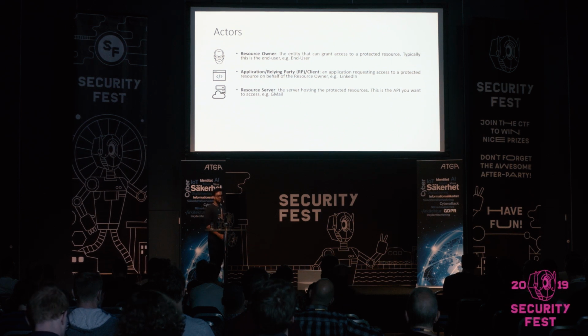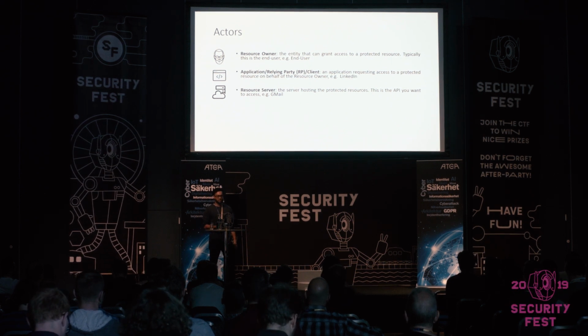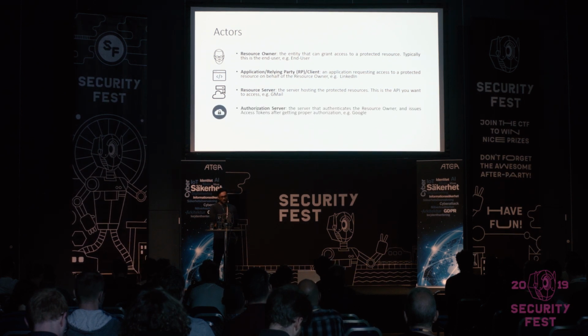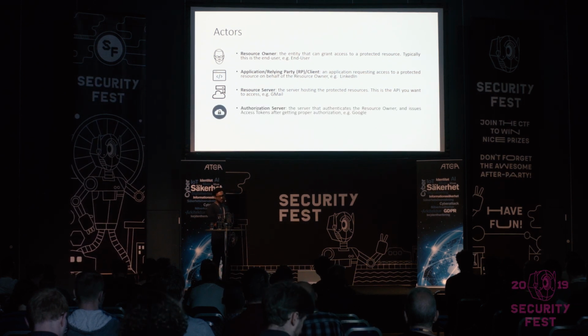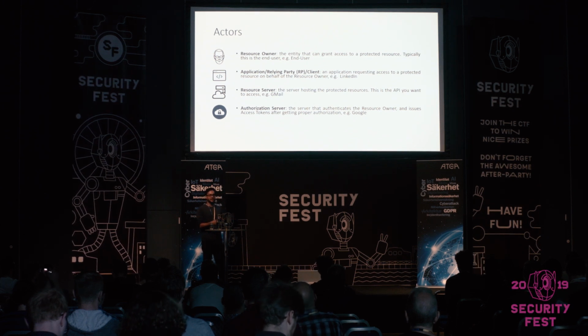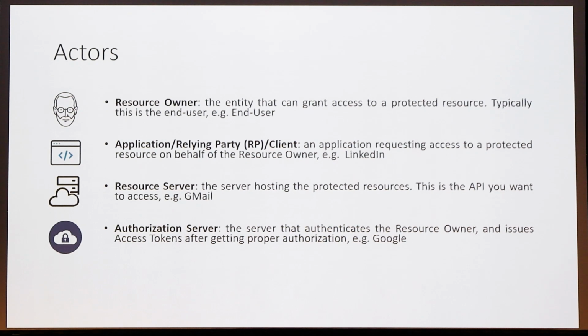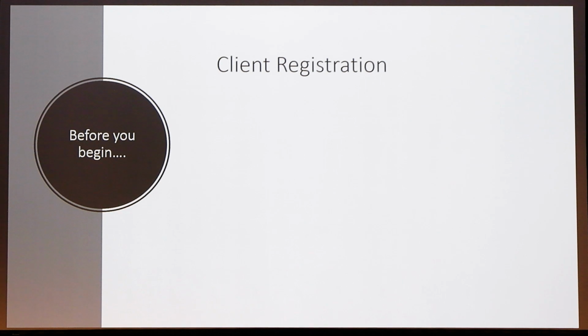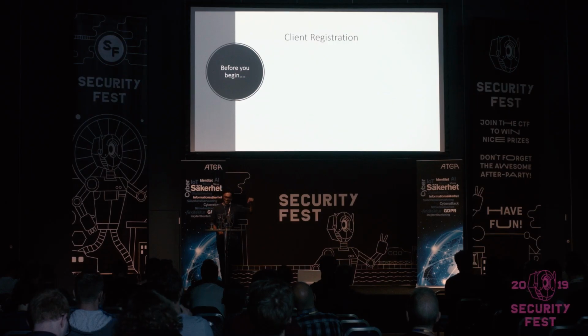Then the resource server. This is the server hosting the user's resources, which is Gmail in our case. And the authorization server. This is a server that authenticates the user and generates an access token when the user approves of the authorization. This was Google in our case. And finally, the browser. So all of these entities will be used on the next slide. Not this one, on the next slide.